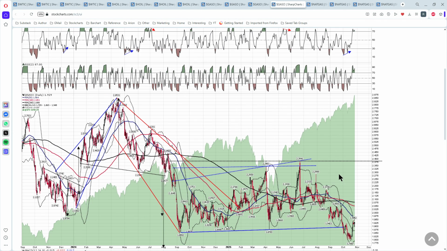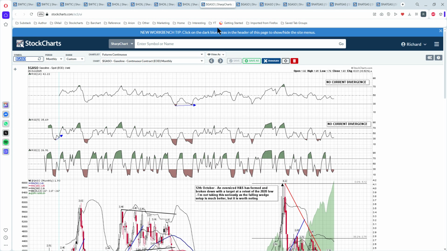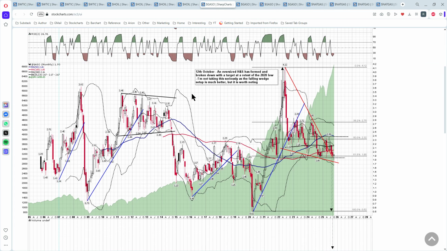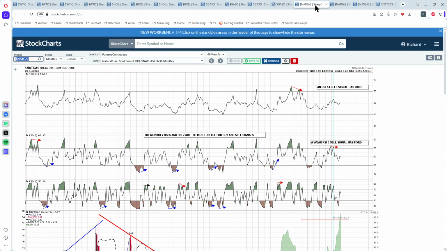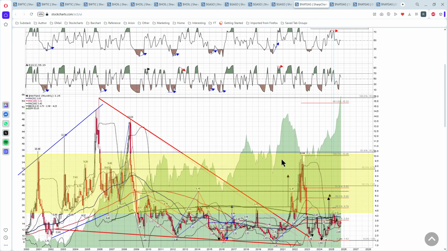Okay, so nice looking double bottom here on gas oil as well. These all have shot, and these are all consistent with the bigger picture patterns. But we don't have any positive divergence on the daily chart at the moment. Looking at natural gas, we're in a period where we have some bullish leaning tape, but we're coming to the end of that period, and we'll finish in about a month or so.